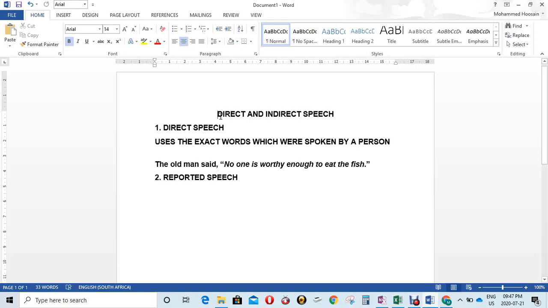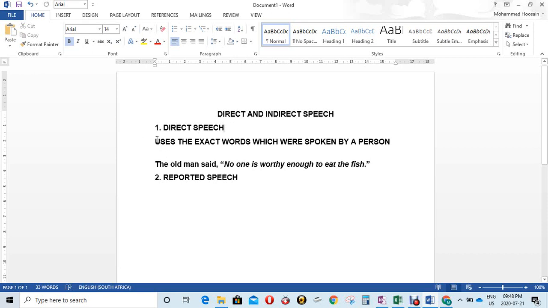Today we're going to be learning about direct and indirect speech. There are two ways in which you can report what a person has said. The first way is by using direct speech, and the second way is by using indirect speech. We're going to be learning about the differences between the two. So let's look at direct speech first.